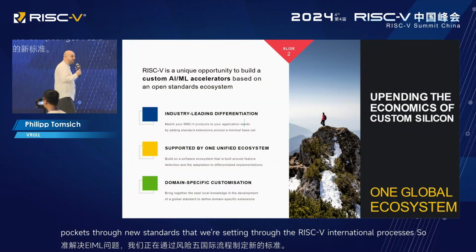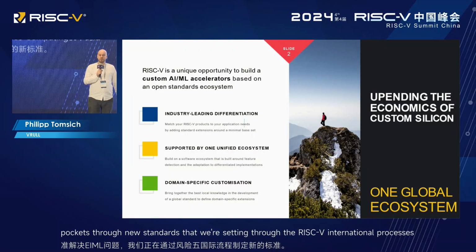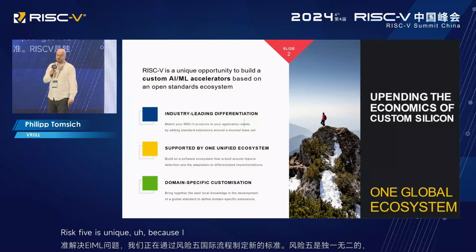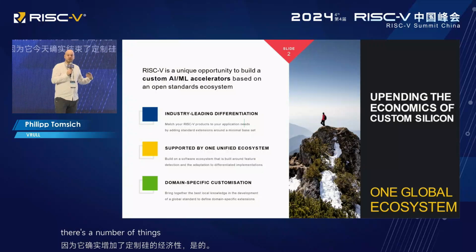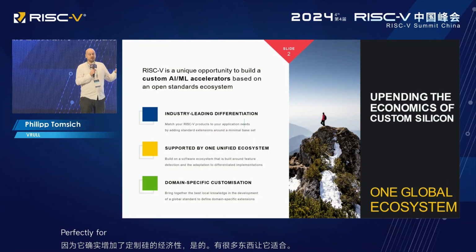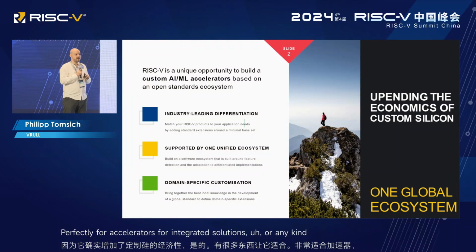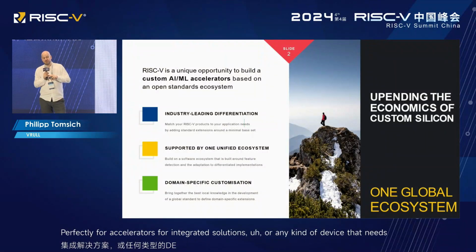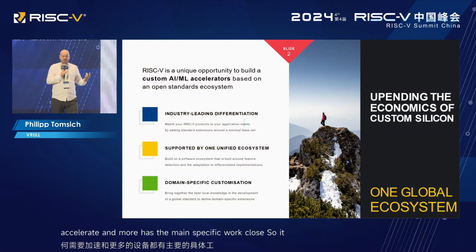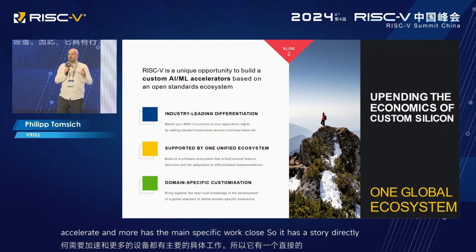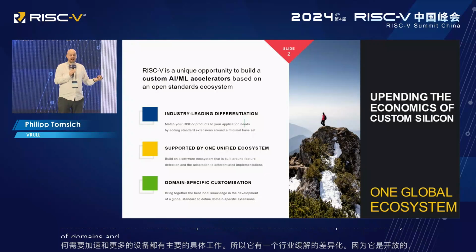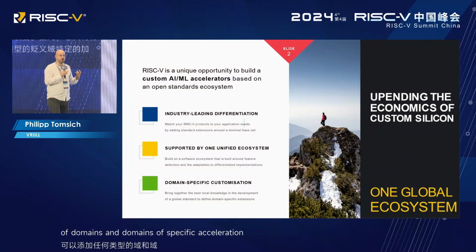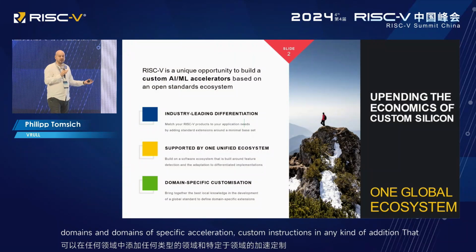So RISC-V is unique because it is really upending the economics of custom silicon today. There are a number of things that make it fit perfectly for accelerators, for integrated solutions, or any kind of device that needs acceleration or has domain-specific workloads. It has industry-leading differentiation because it is open to add any kind of domain-specific acceleration, custom instructions, and any kind of addition that you wouldn't be finding in another ecosystem.